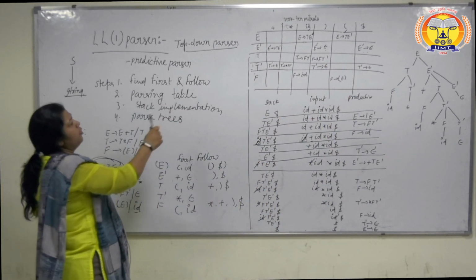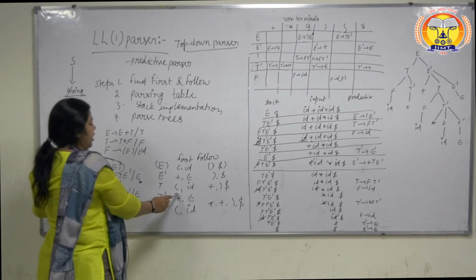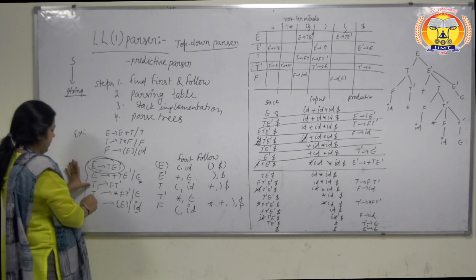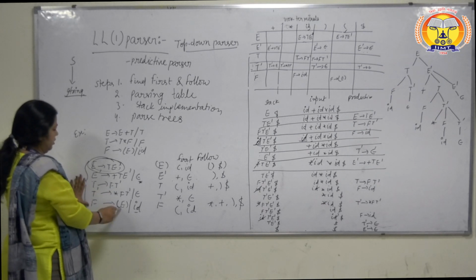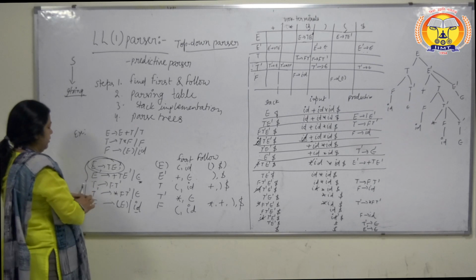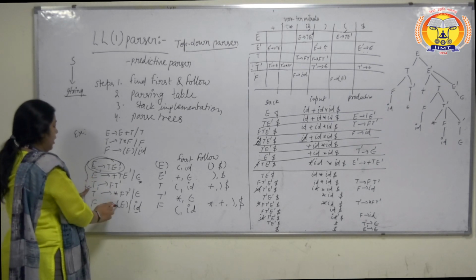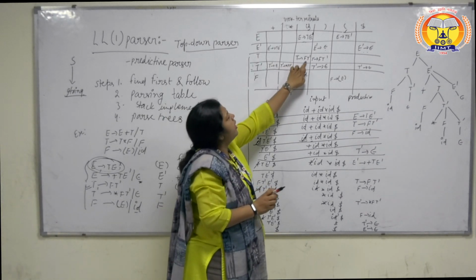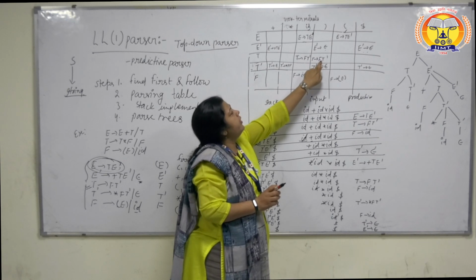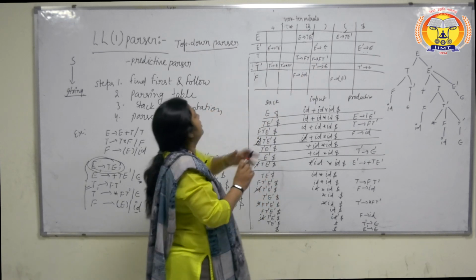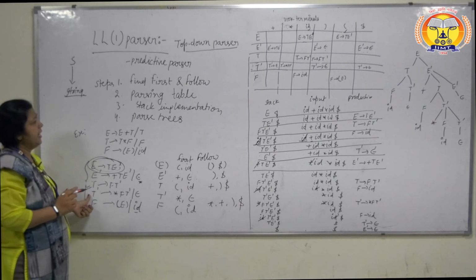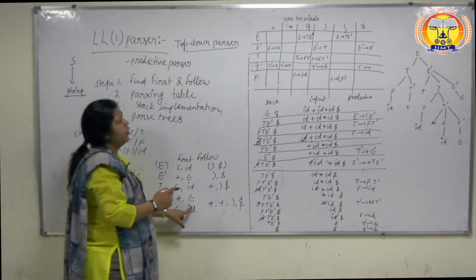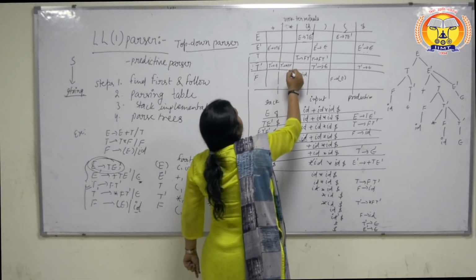Next for T, first of T is open bracket and ID. How do we get this open bracket and ID? T tends to F and F tends to this, so with the help of this production we get the open bracket for the production of T. So we will write T tends to F T dash, and the same for the close bracket. Now third is T dash. For T dash, the first is asterisk and epsilon. That means you have to fill the asterisk entry.